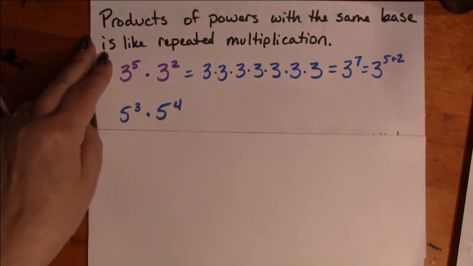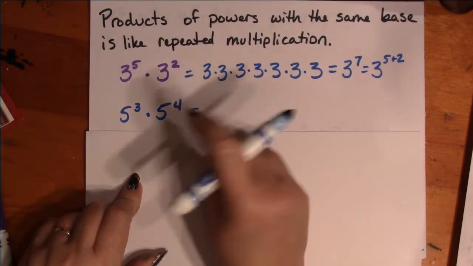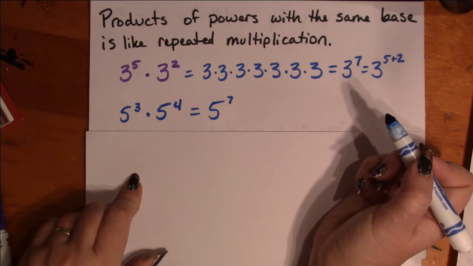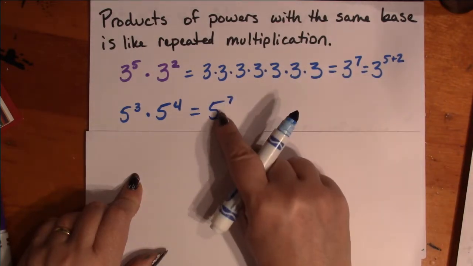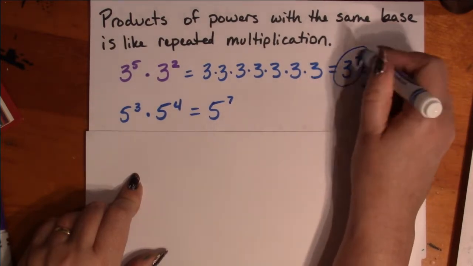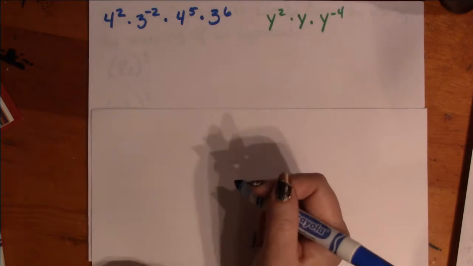Let's try another one. 5 to the 3rd times 5 to the 4th is really going to be 5 to the 3 plus 4, which is 5 to the 7th. And right now, we don't have to solve this, we're just simplifying it. So this would be our answer. Let's try some that are a little more complicated.